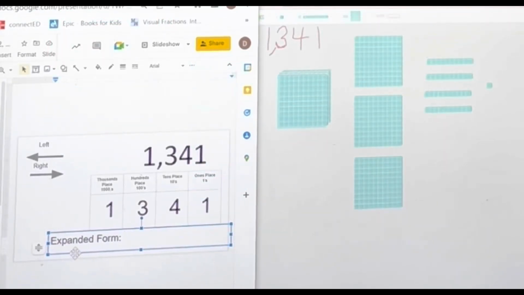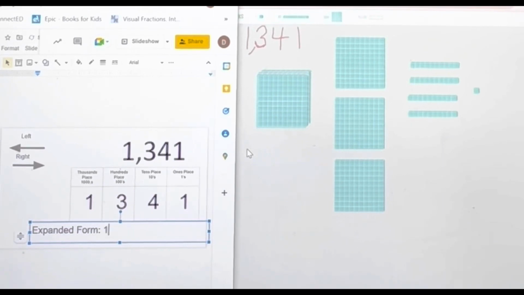All right, so the final step is to write the number 1,341 in expanded form. So we have 1,000, 300s, 4 tens, and 1 one. So now I'm going to write that in expanded form. So the value in the thousands place is 1,000. We have 300s, so I'm going to count by 100 to find the value in the hundreds place. 100, 200, 300.